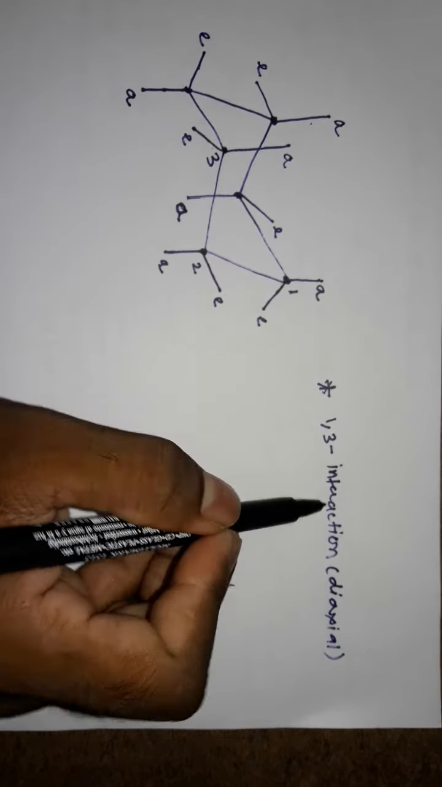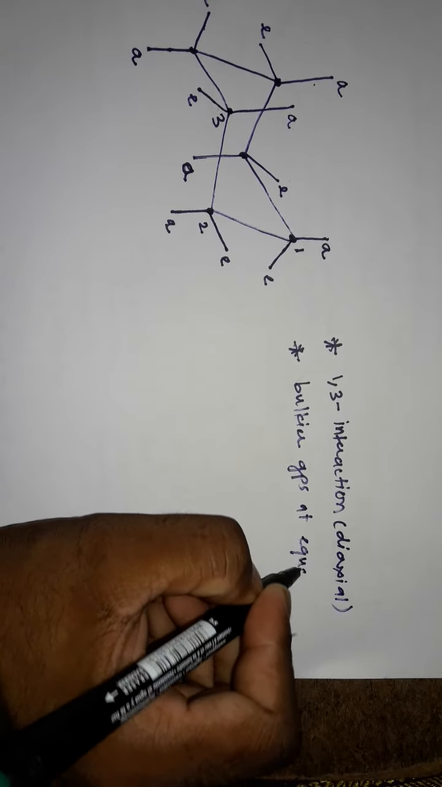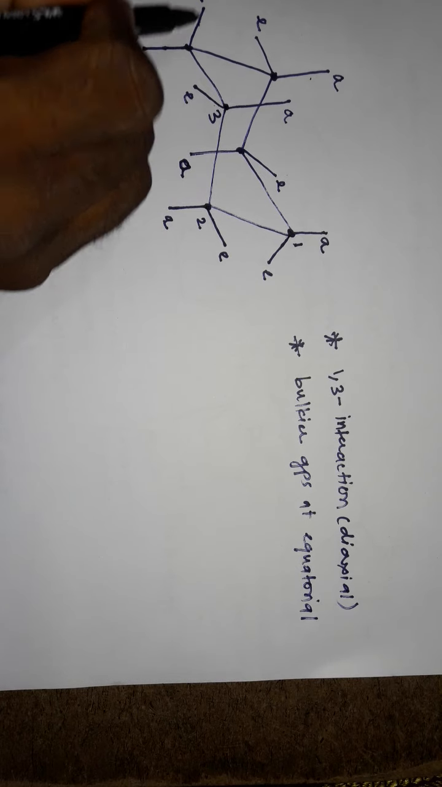So in order to remove 1,3 diaxial interaction, we put bulkier groups at the equatorial position, because we can see that equatorial bonds are out of the plane, and they are not heading towards each other, they are away from each other. So that's why there is no interaction between these two equatorial bonds.